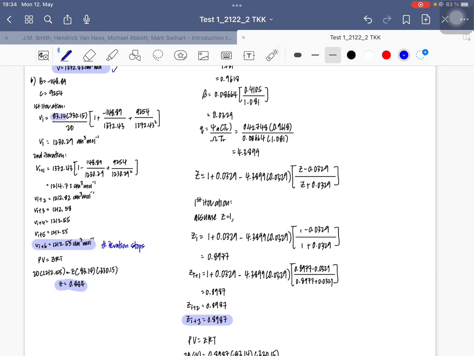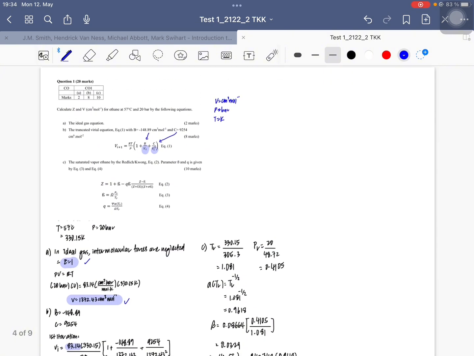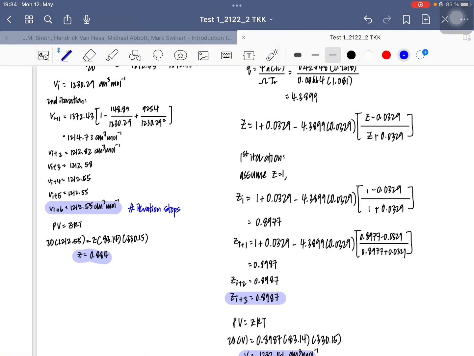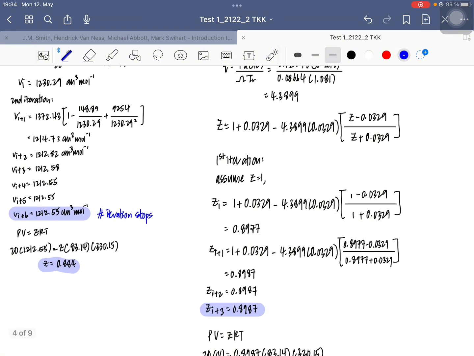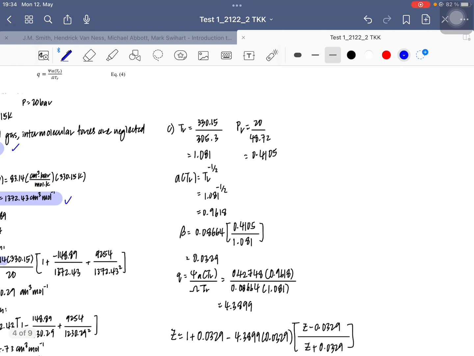Since we already have the value of V, and they ask us to find Z, it's just a matter of plugging it back into the PV equals ZRT equation. You already have V, you already have P, you also have R, and T you also have. So it's just a matter of algebra and rearranging the equation to get Z.